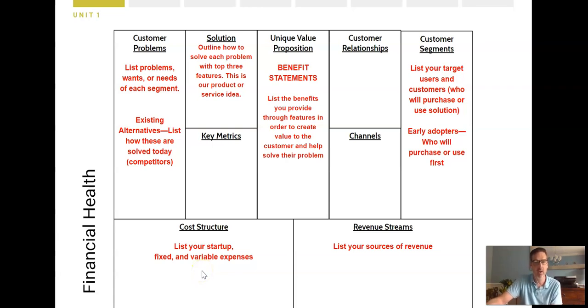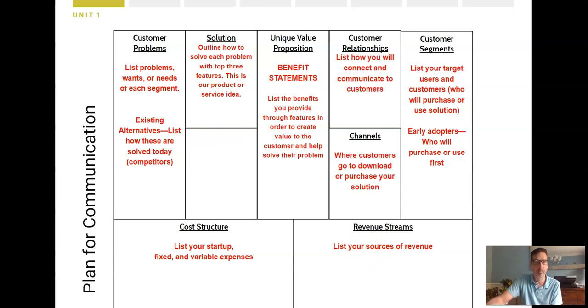And remember, we identify cost as the business. So this is your outgoing cash. Don't refer to it as what it costs the customer to buy the product. The amount that your customer gives you, that's your revenue stream. So list your sources of revenue here.